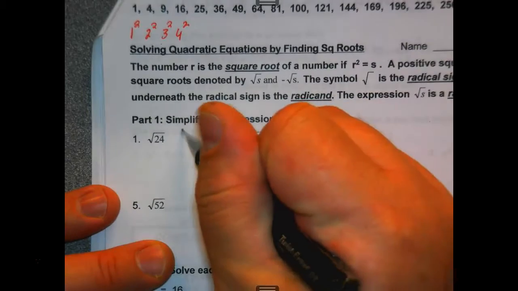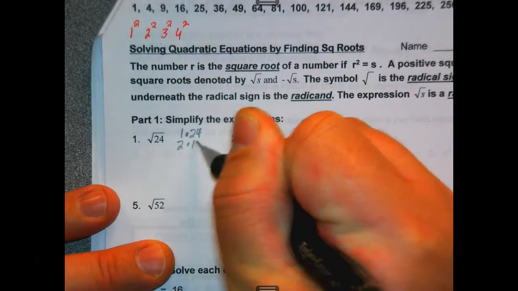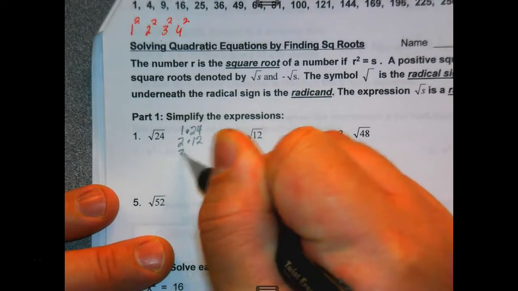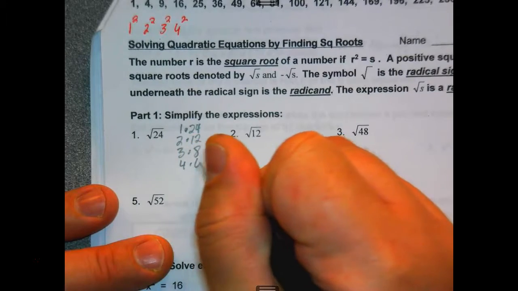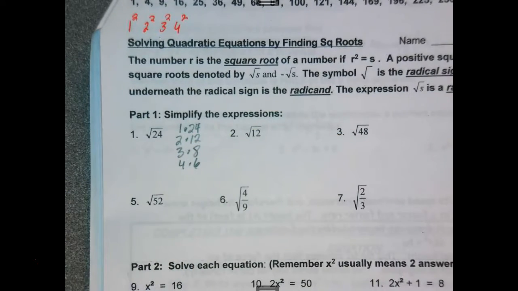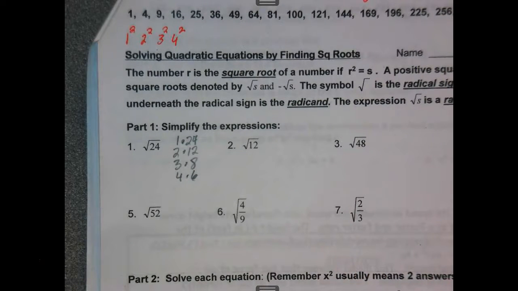So, write down the factors of 24. I have 1 times 24, 2 times 12, 3 times 8, 4 times 6. Did I miss any? Well, you should be able to do this in your head, right? Times tables. Please have my students remember times tables, please.